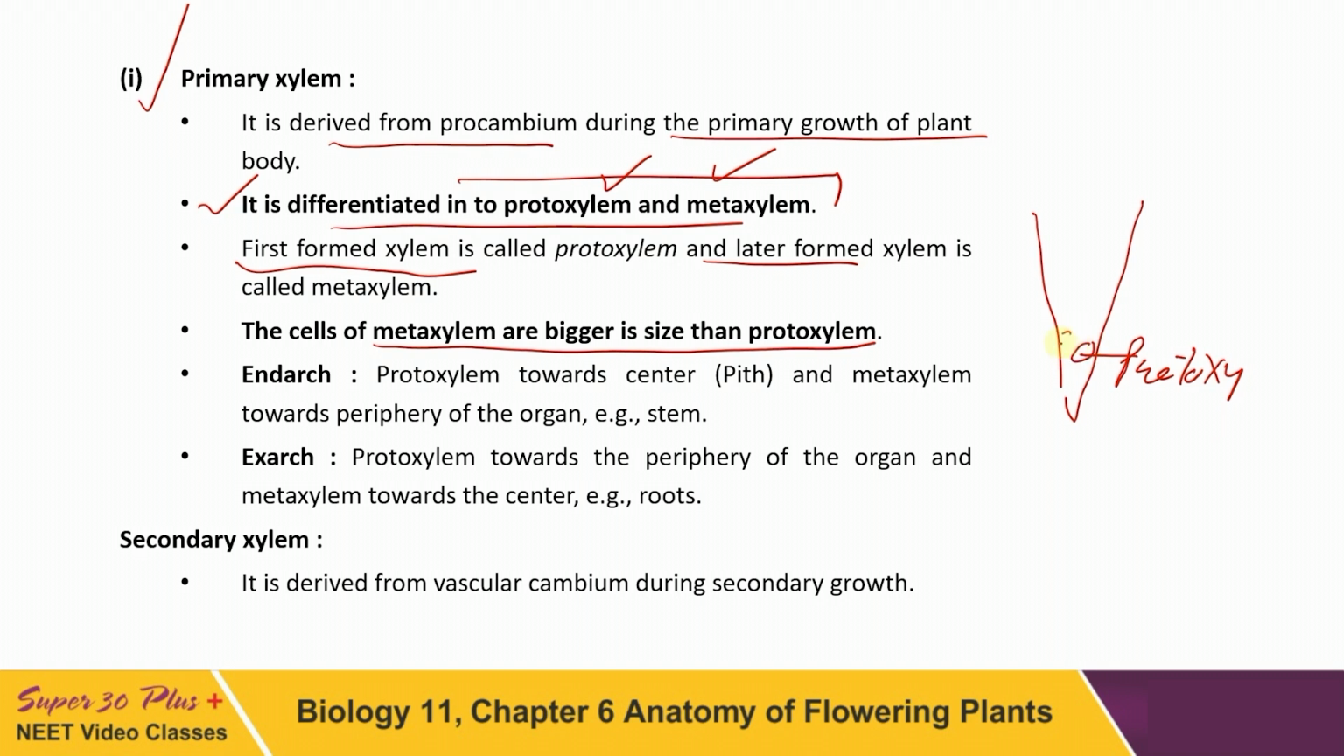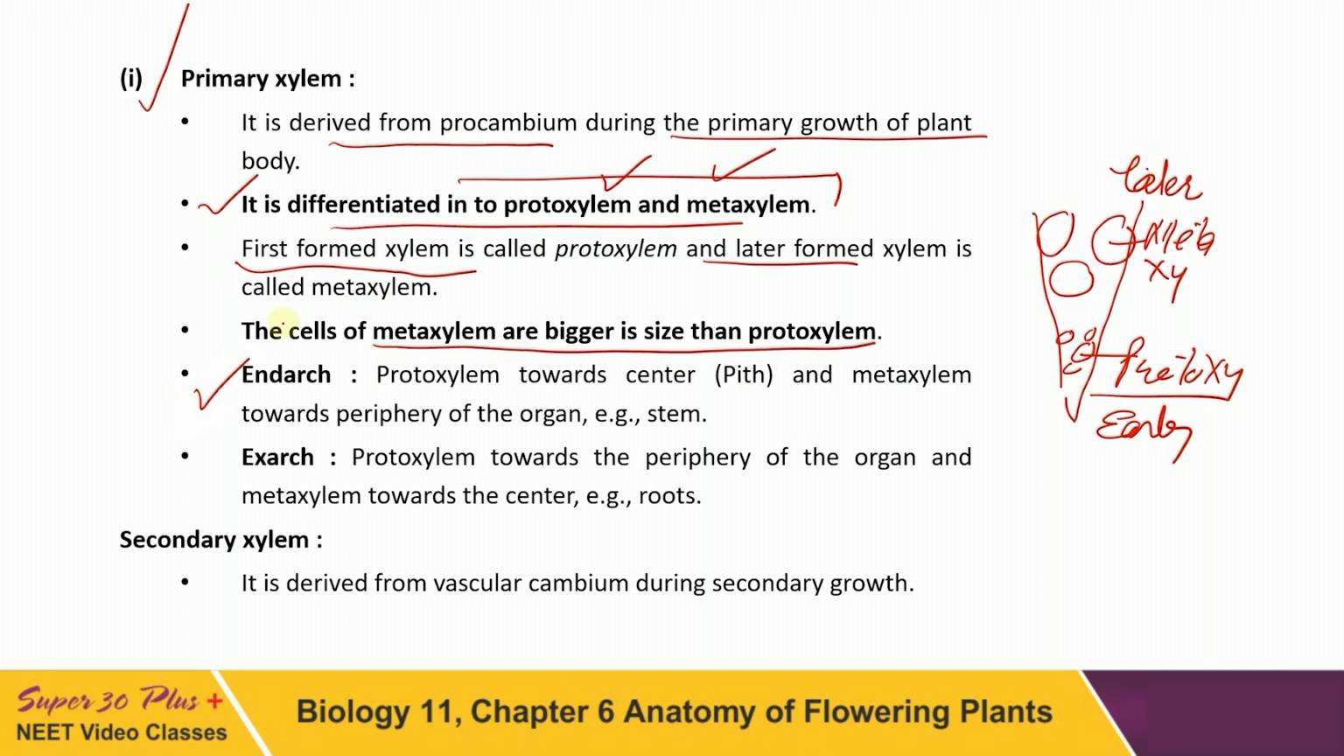Here the vessels are of narrow diameter and are formed early, in the early stage. This is the metaxylem. Here the diameter of the xylem vessel is larger, and that is known as metaxylem. It develops later on. So, xylem: protoxylem and metaxylem.